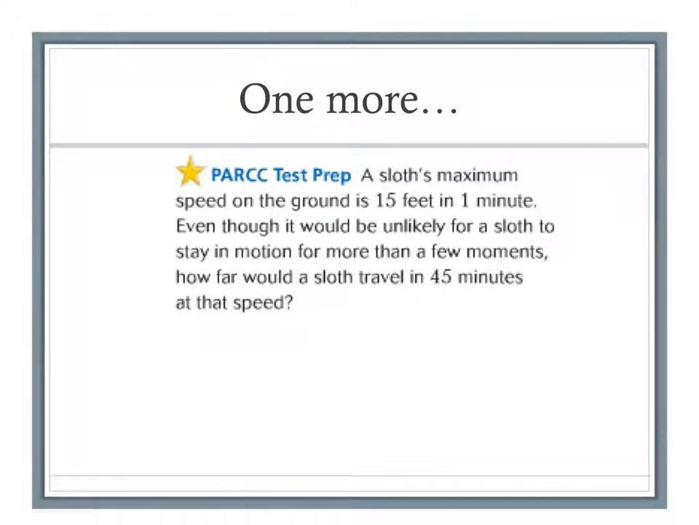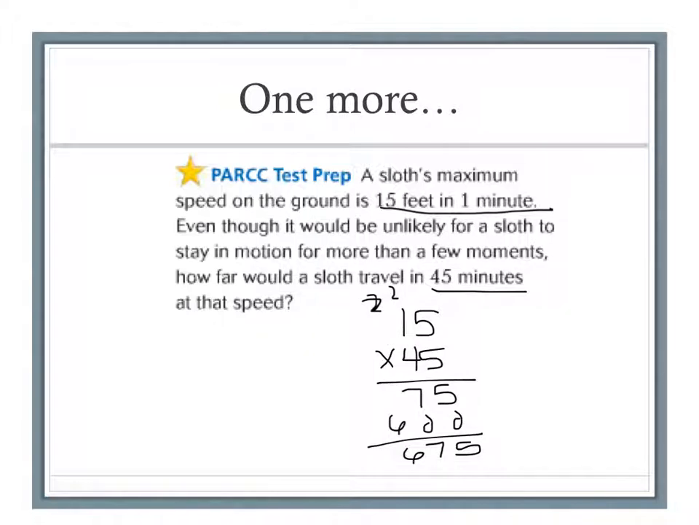Here's our last problem. A sloth's maximum speed on the ground is 15 feet in 1 minute. Even though it would be unlikely for a sloth to stay in motion for more than a few moments, how far would a sloth travel in 45 minutes at that speed? To solve this problem, I'm going to need to multiply 15 times 45. Pause the video and try this in your journal now. You should have found the sloth would travel 675 feet in 45 minutes.